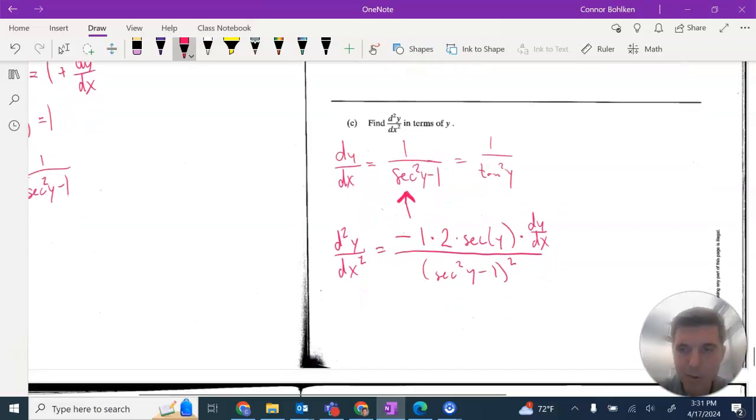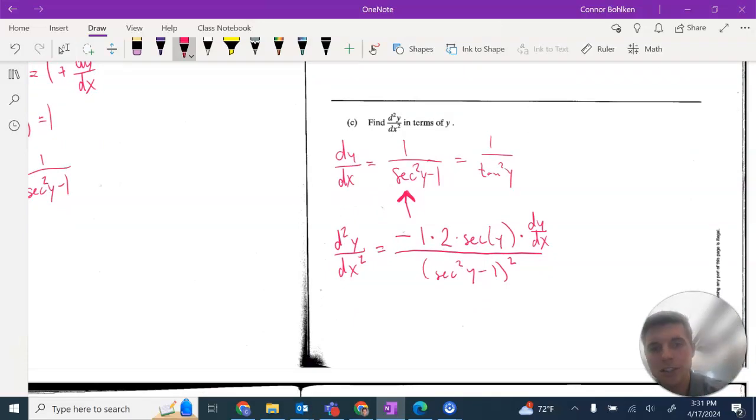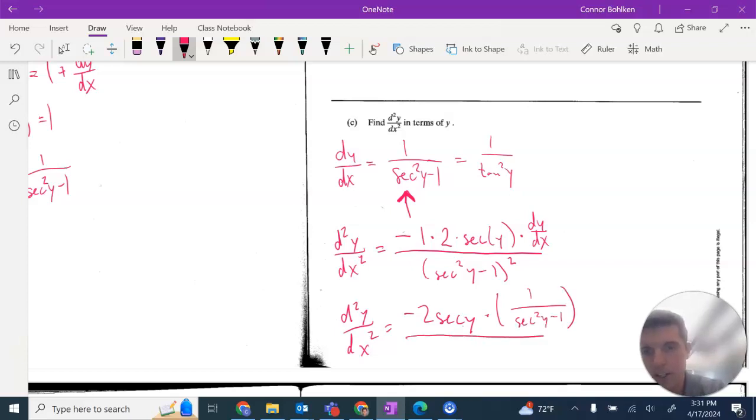The only other step we need to do is to plug in our dy/dx. So really our last step is to say, hey, our second derivative is negative 2 secant of y times 1 over secant squared of y minus 1. So get that all in terms of y instead of in terms of dy/dx. That's what we did. And then keep the bottom the same. You don't need to simplify anything. You can if you want, but man, that's pretty nasty.